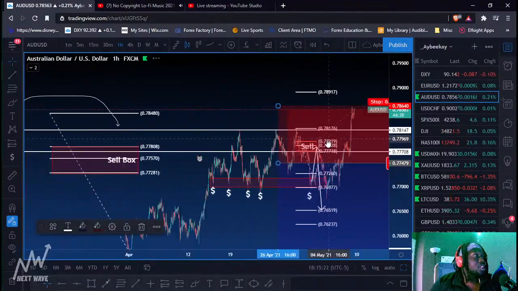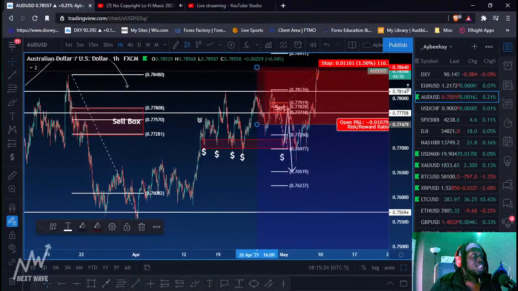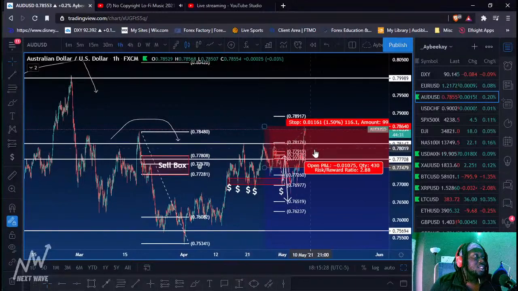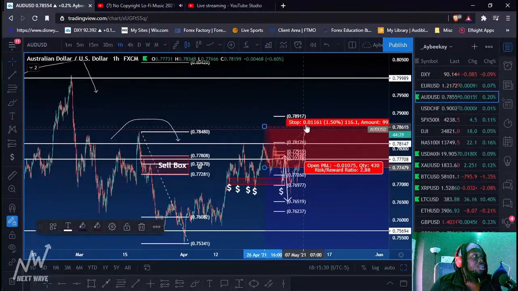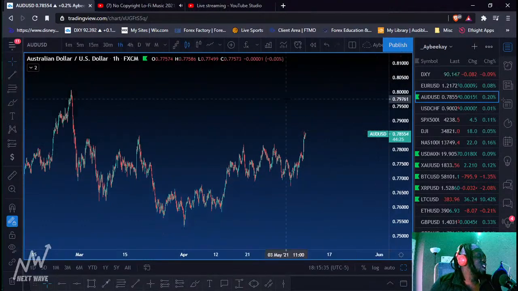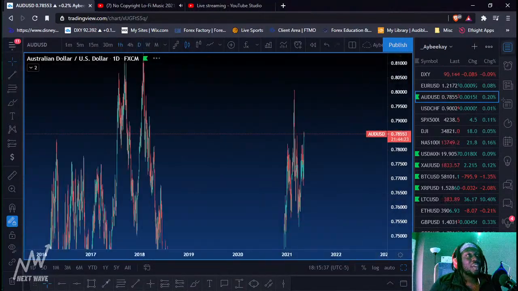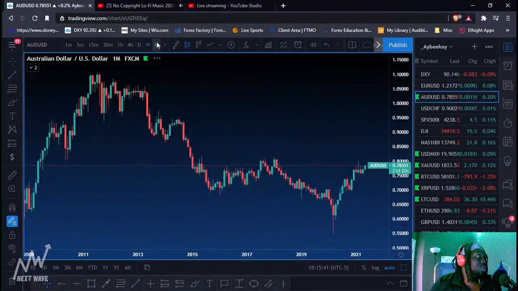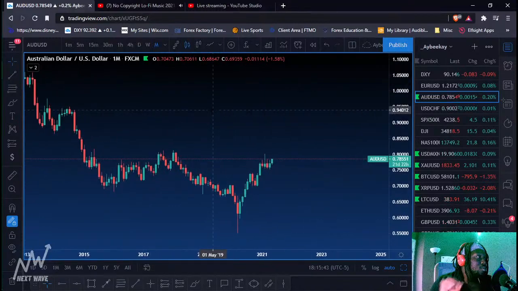AUDUSD, from this sell, I remember this sell that I mentioned that I wasn't really going to get into because AUDUSD can just go and make higher highs. Well, that's what AUDUSD is doing. So again, I didn't really care about the trade that much for me to get in it. But let's go over AUDUSD on the monthly time frame real quick.